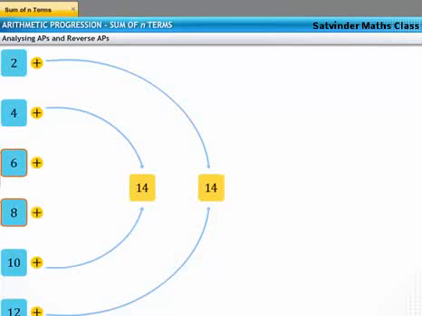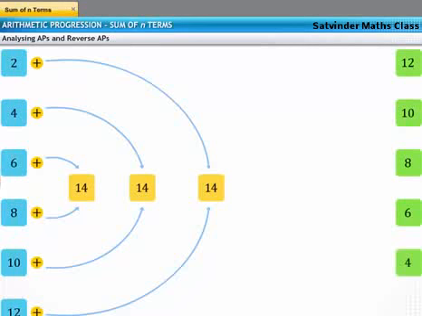6 plus 8 equals 14. As you can see, the result of these additions is equal. This property can be observed in all APs, including reverse APs. For example, if you reverse the given AP, you get 12, 10, 8, 6, 4, 2. Now try adding the first and the last terms of this AP, that is 12 and 2.